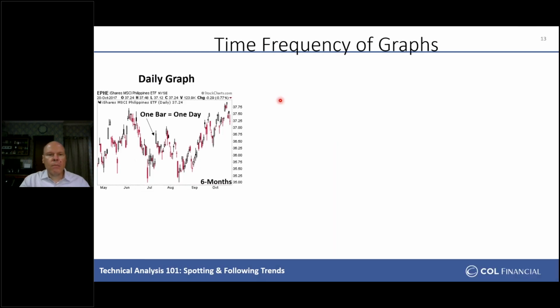Now let's talk about the time frequency of graphs. Now, when you're drawing a graph, there are several ways of looking at prices. If you're probably just starting this off, you'll probably encounter the typical what we call daily graph. In the daily graph, each bar that you see here represents one day of trading activity. So one bar, one day. And normally, if you're trading in the short term, you probably want to look at the daily graph to be able to use this to your advantage.